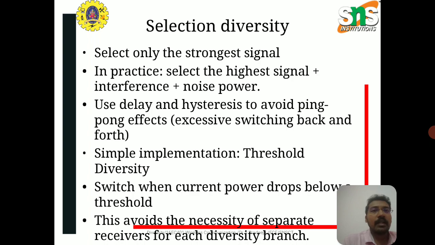Selection diversity. In this selection diversity, the channel selects only the strongest signal. In practice, select the highest signal plus interference and noise power. Use delay and hysteresis to avoid the ping pong effect, which is excessive switching back and forth. The selection diversity is simple in implementation. Threshold diversity: switch when the current power drops below the threshold value. This avoids the necessity of separate receivers for each diversity branch.